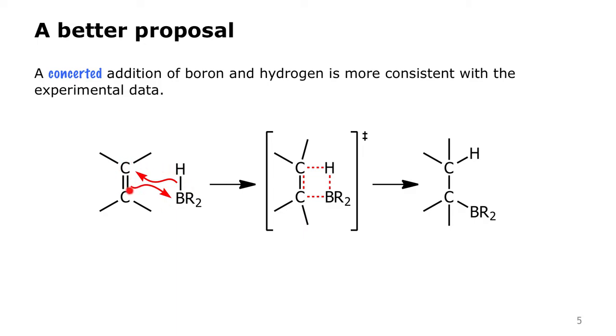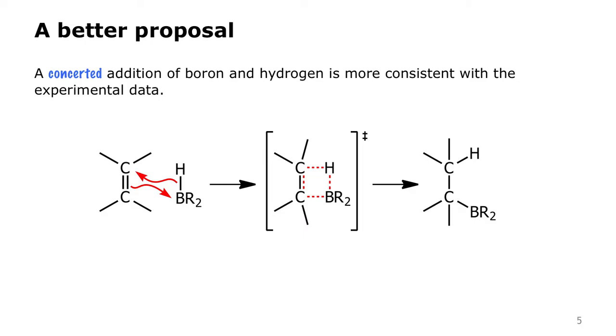We would say a pair of electrons from the double bond, the pi bond, is used to form a bond to boron, and at the same time, the hydride, the hydrogen with its pair of electrons, bonds to the carbon. You can think of a transition state that would look like this, where we're starting to break the pi bond, we're starting to move those electrons to form a bond to boron, we're starting to break the boron-hydrogen bond, and we're using those electrons to form the new bond to carbon.